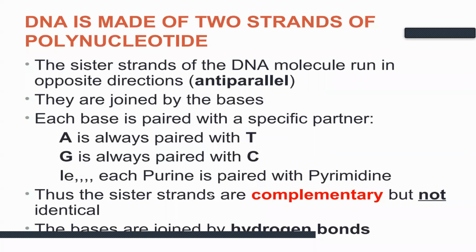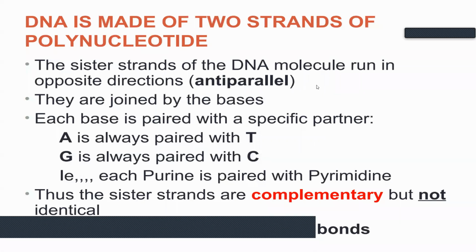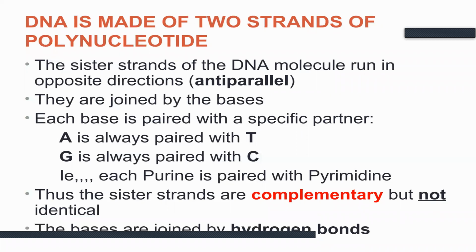All right, so this, like I told you, the sister strands of the DNA. These 2 strands, these 2 polynucleotides, run anti-parallel, which means in opposite directions. They are joined by the bases. A is always paired with T, G is always paired with C. Just remember, A will pair with T, G will pair with C. And purine will always be paired with pyrimidine.